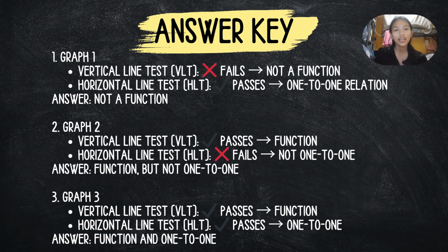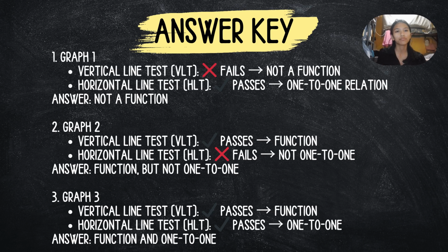So the answer for graph 1 in the vertical line test: it fails and it is not a function. For the horizontal line test, it passes because it is a one-to-one relation. For graph 2, it passes the vertical line test and it is a function. For the horizontal line test, it fails and it is not one-to-one. So the answer is a function but not one-to-one.